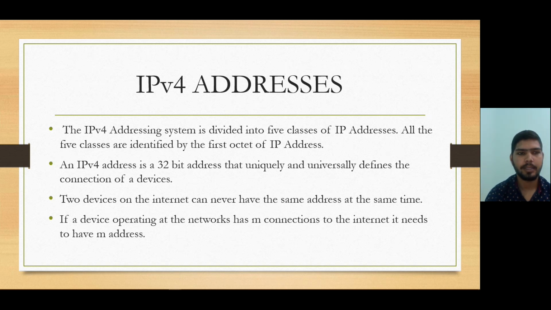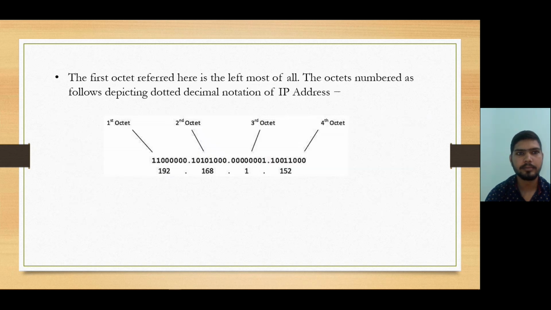An IPv4 address is a 32-bit address that uniquely and universally defines the connection of a device. Two devices on the internet can never have the same address at the same time. If a device operating at the network has M connections to the internet, it needs to have M addresses.